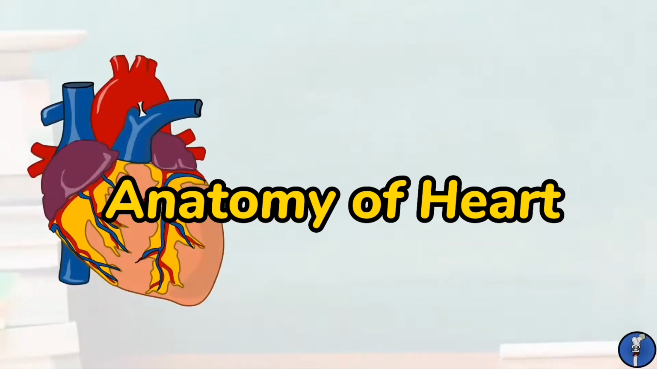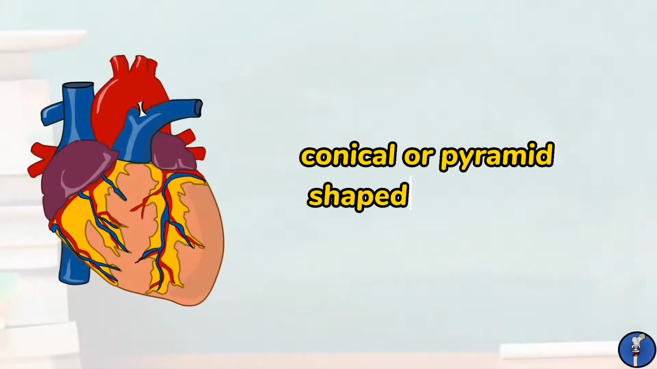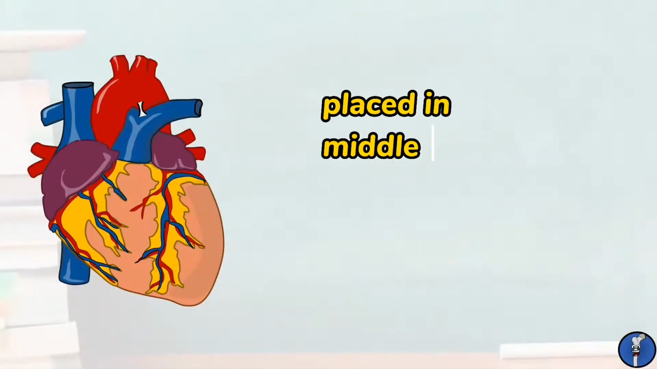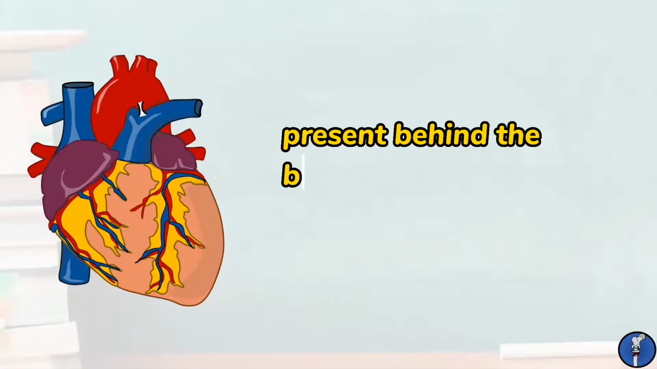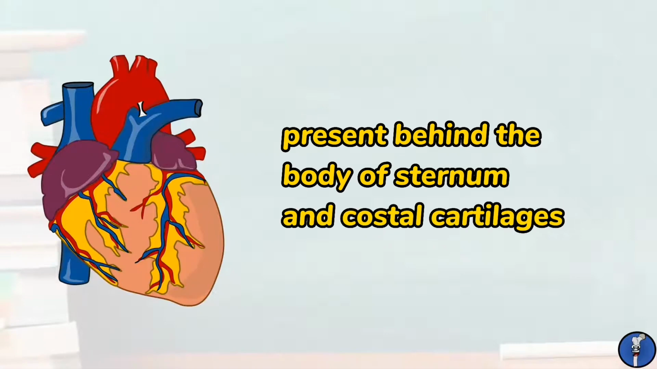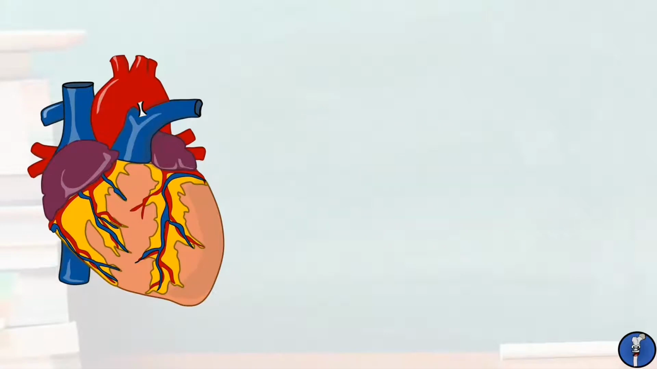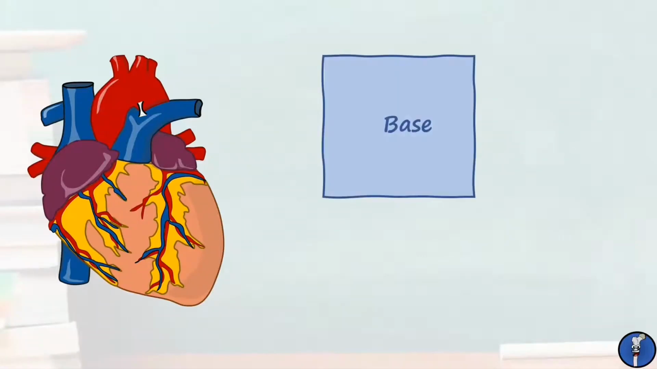The heart is a conical, pyramid-like muscular organ which is placed in the middle mediastinum and enclosed by the pericardium. It is placed obliquely behind the body of the sternum and the costal cartilages. So we will study the structure of the heart by correlating it with the conical pyramid.